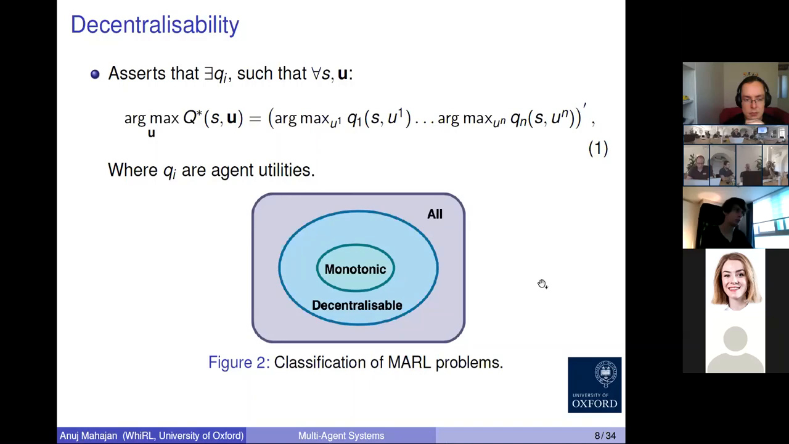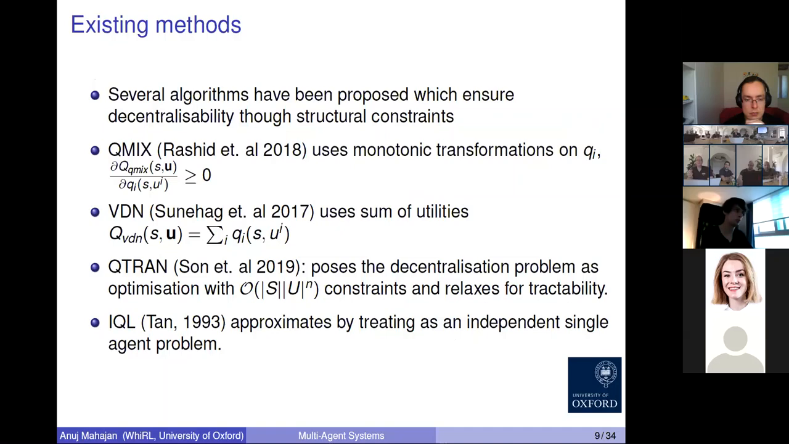There have been several existing algorithms and methods which have been proposed to solve this centralized training, decentralized execution problem.